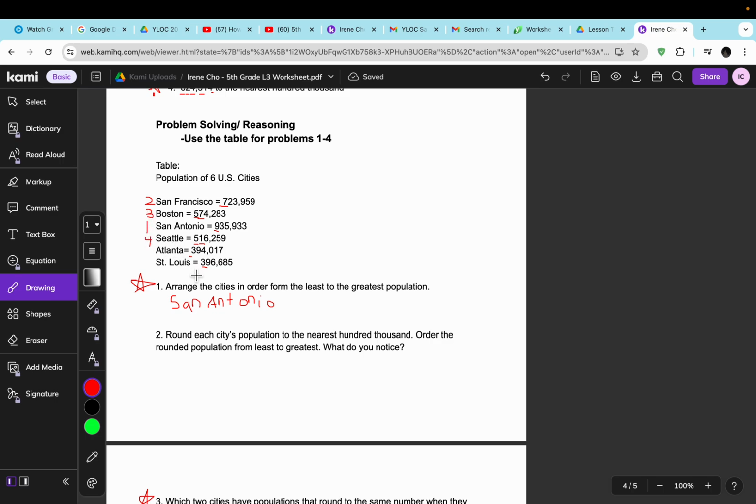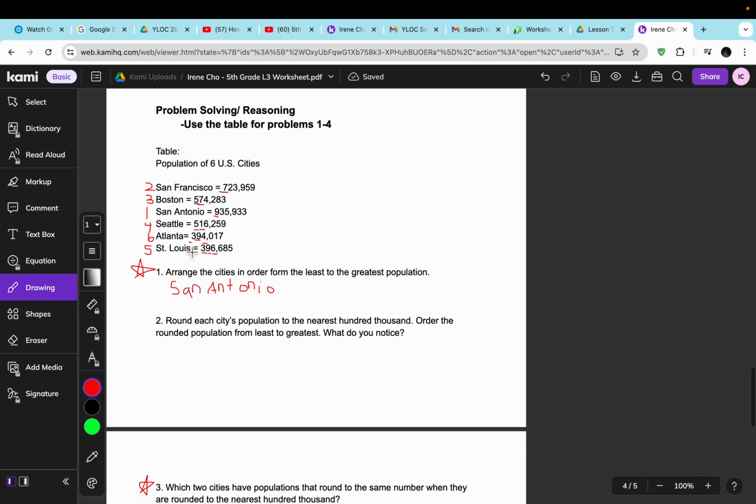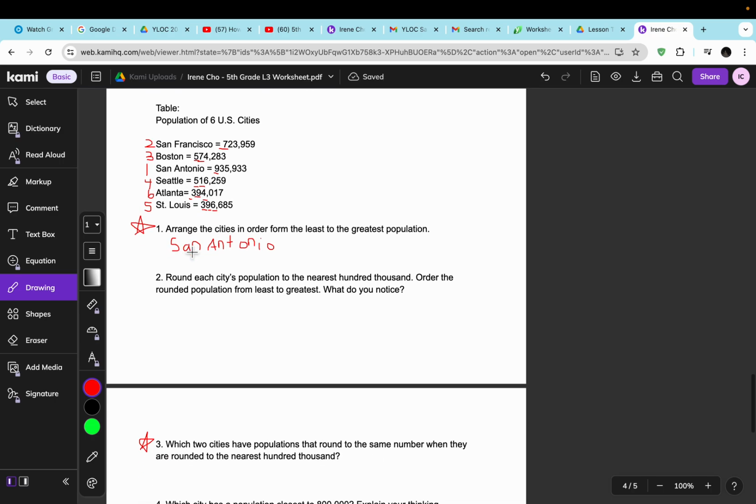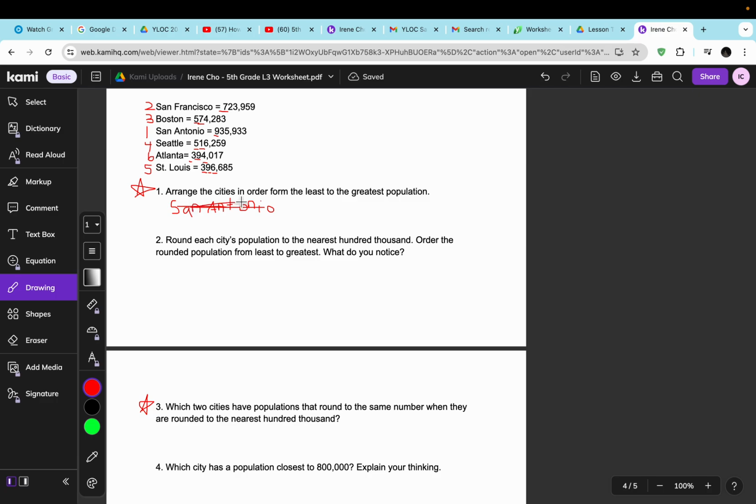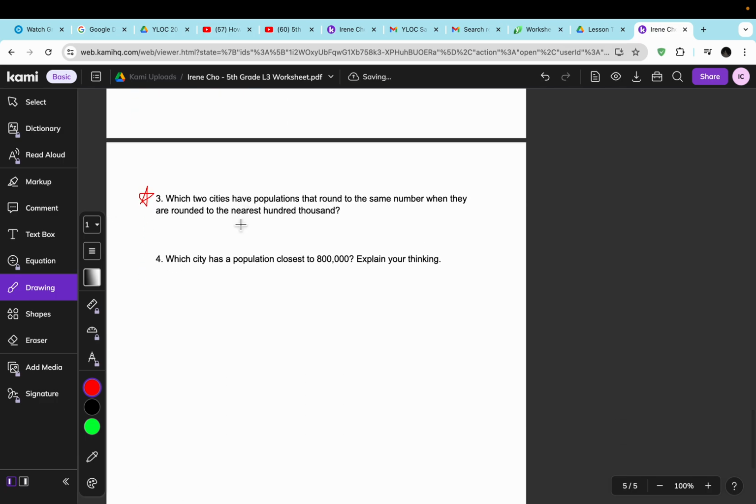And then for Atlanta and St. Louis, we have the same problem, but the 10,000th places are both the same. So we'll look at the 1,000th place. And because the 6 for St. Louis is greater than the 4 for Atlanta, it'll be 5 and then 6. And then I'll do another question.